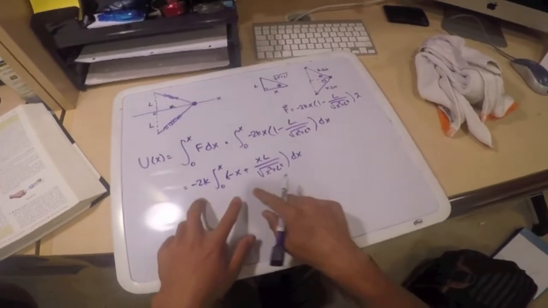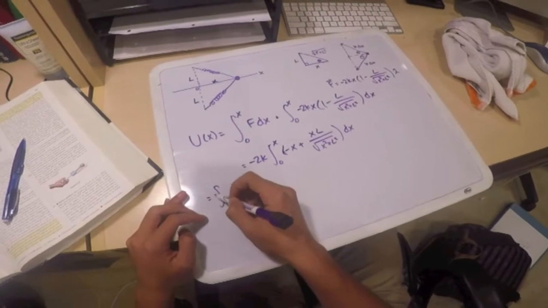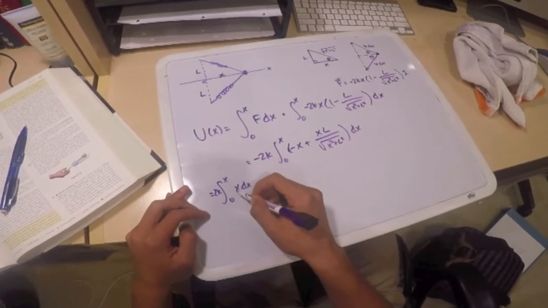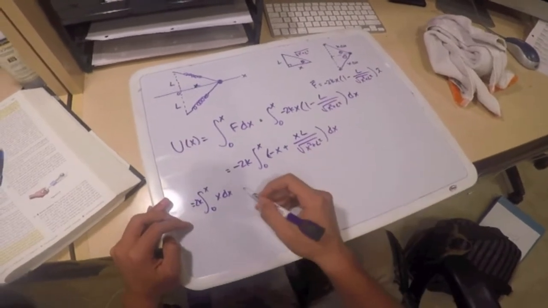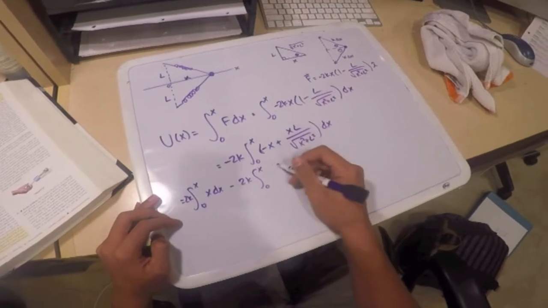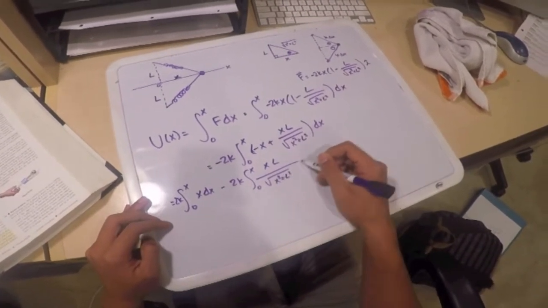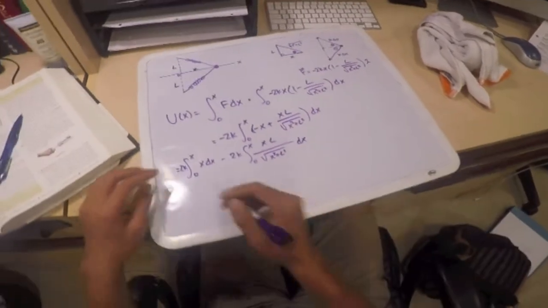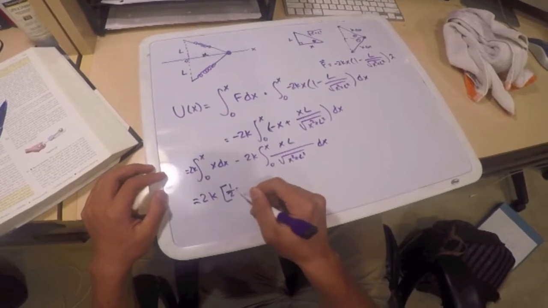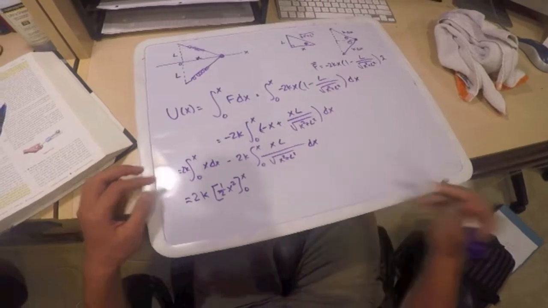So I'm going to split this into two different integrals. Integral 1 is going to be 2k times the integral from 0 to x of x dx, distributing the dx. Then we're also going to have minus 2k times the integral from 0 to x of xL over the square root of x squared plus L squared dx. And if you do some really hard thinking, you get 1/2 x squared from 0 to x.